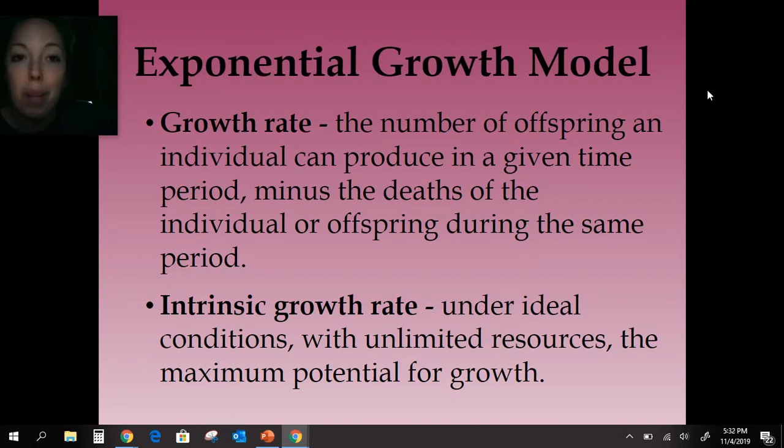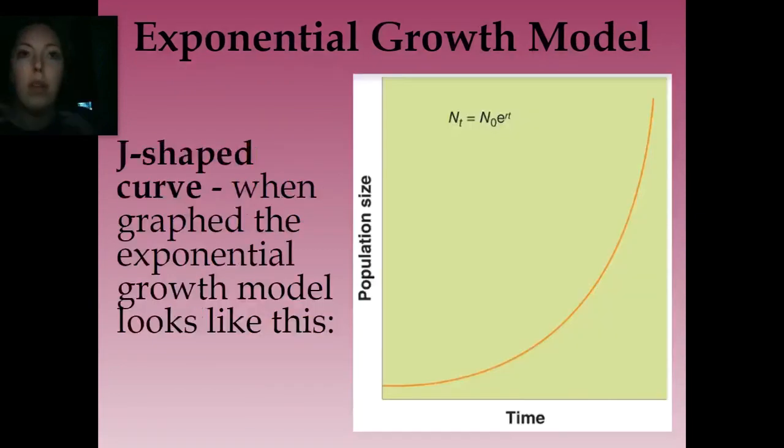When resources are limited, the population's growth rate will be lower than its intrinsic growth rate because individuals will produce fewer offspring and the number of deaths will increase. So if we know the intrinsic growth rate of a population and the number of reproducing individuals that are currently in the population, we can estimate the population's future size after some time. To do this, we can use the exponential growth model.